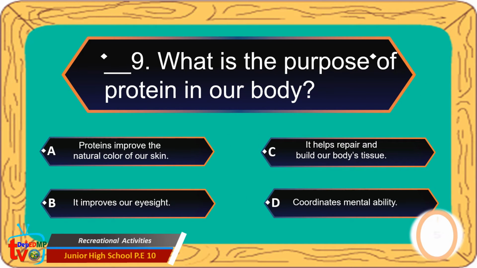Number 9. What is the purpose of protein in our body? A. Proteins improve the natural color of our skin. B. It improves our eyesight. C. It helps repair and build our body's tissue. D. Coordinates mental ability.